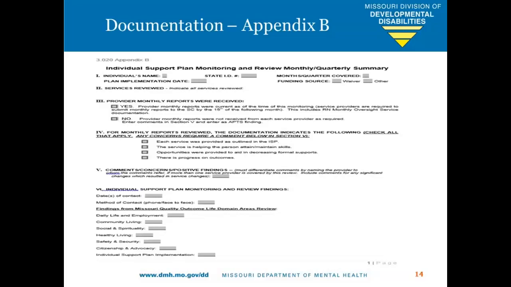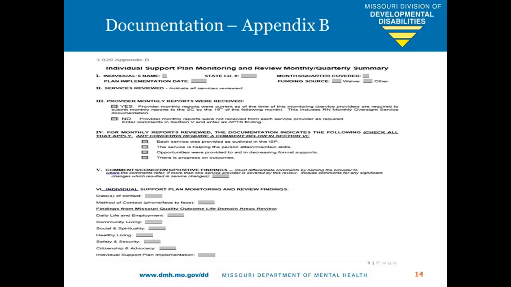Section 1 of Appendix B. Note the months the review covers at the top of the form. A monthly service will indicate the month of review, and a quarterly service will indicate the 3 months the review occurs. The quarters are determined by the implementation date of the ISP. For example, if the ISP implementation date is May 1st, 2019, for a quarterly service monitoring, the first quarter of review will be May, June, and July of 2019.